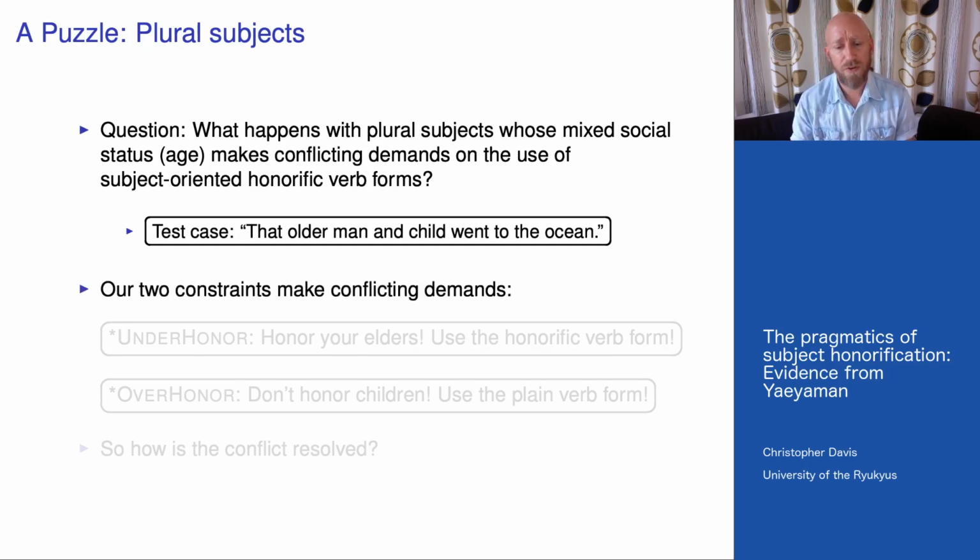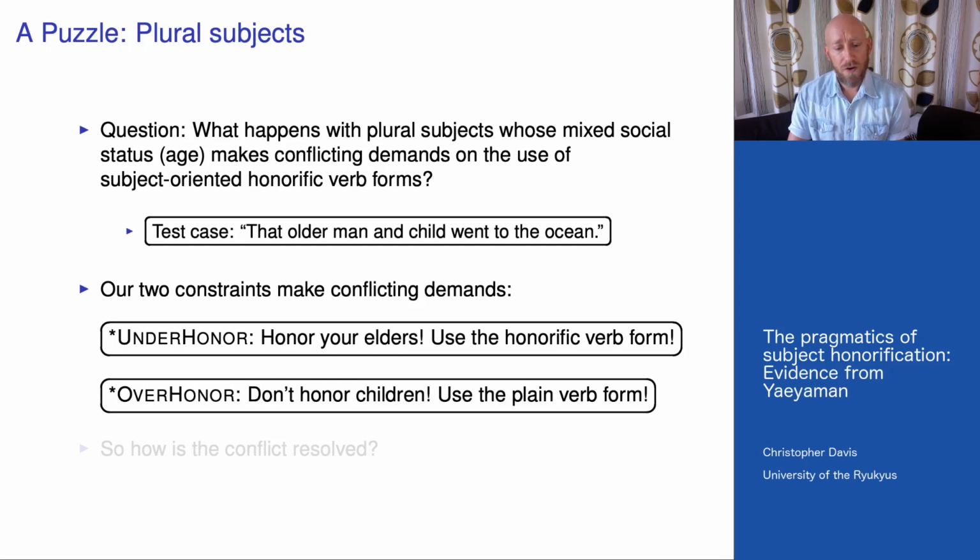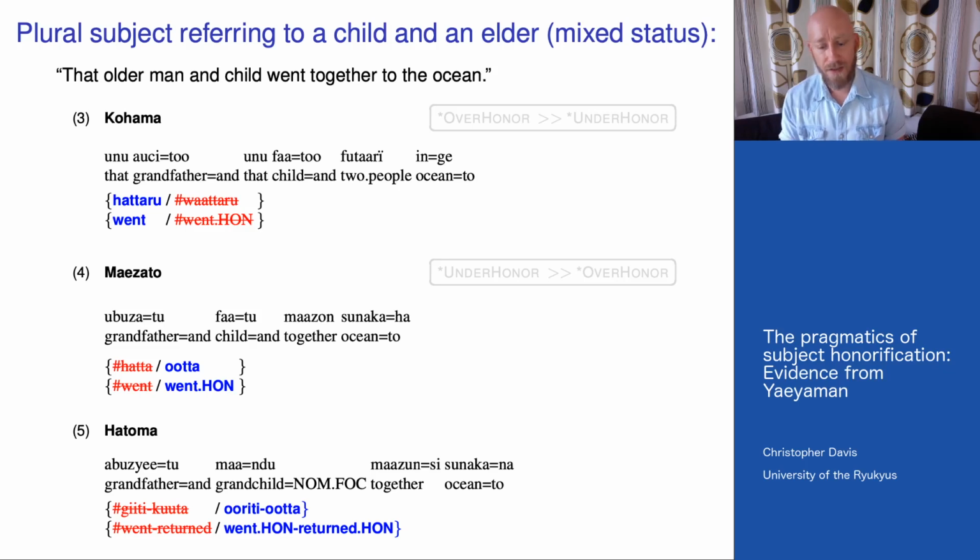Now note that our two constraints make conflicting demands here. Star under honor will want us to use the honorific in such sentences, given that elders should be honored, while star over honor will want us not to use the honorific form, given that children should not be honored. So how is the conflict resolved? Here's the data, and the answer is it depends on the language.